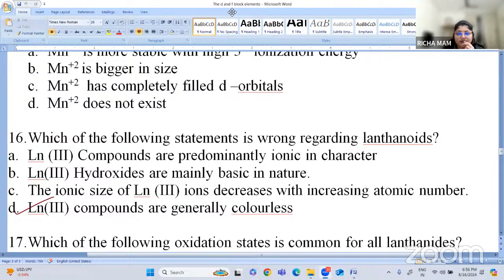Sanjuta has answered. Okay, then Akila has answered. Fine. So this is the correct answer. Let us go for the next one.